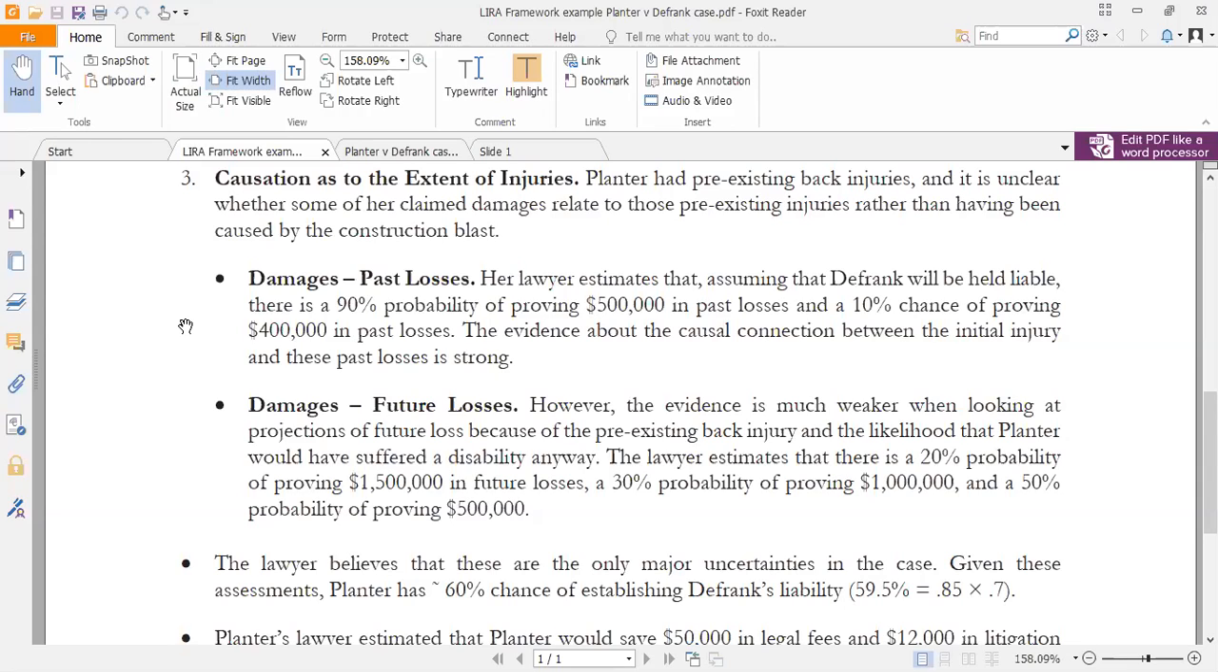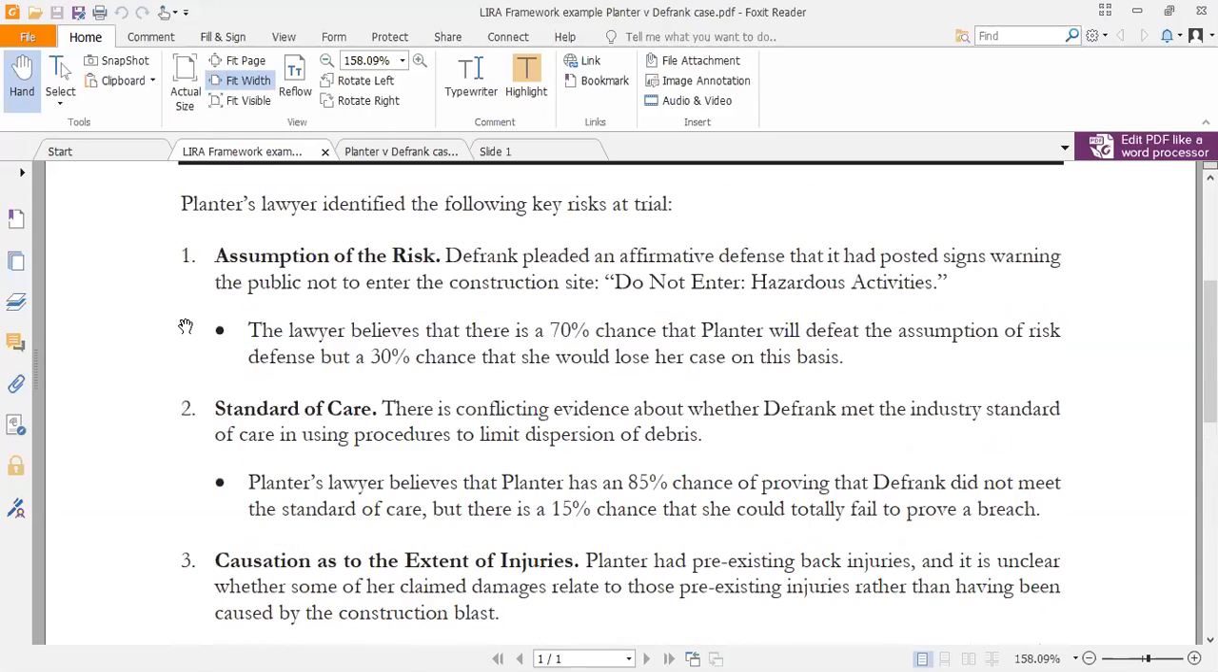The lawyer believes that these are the only major uncertainties in the case, and given these assessments, Planter has a 60% chance of establishing Defrank's liability. And we get the 60% by multiplying the 85% and 70% up above, and we get 59.5%, which we're rounding to 60%. And here's the 70% and the 85% that I mentioned.